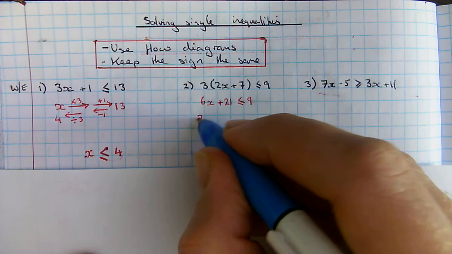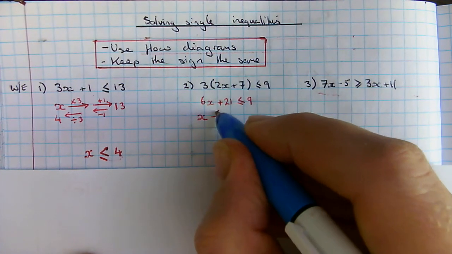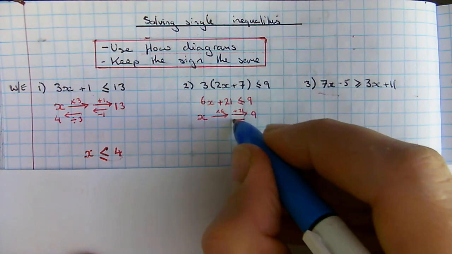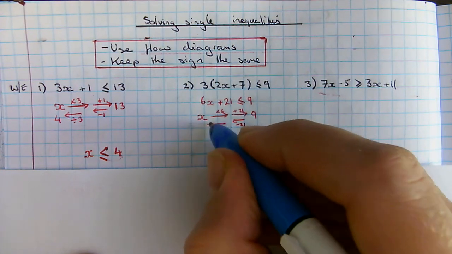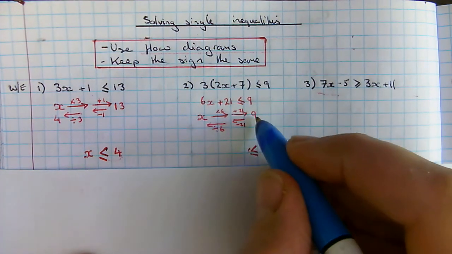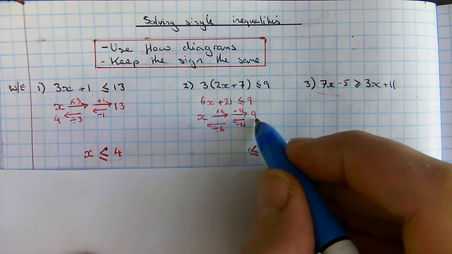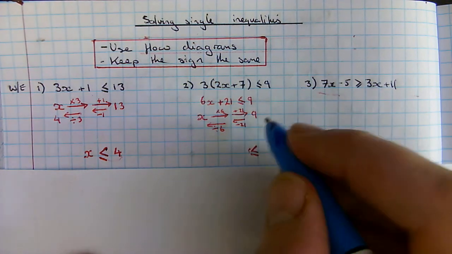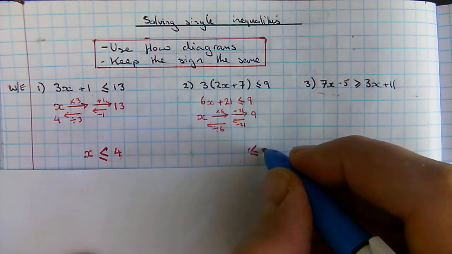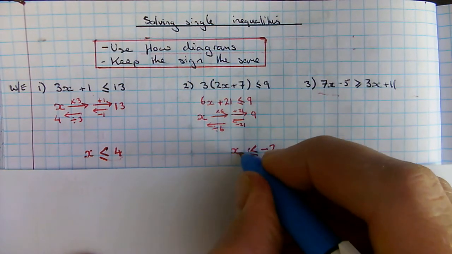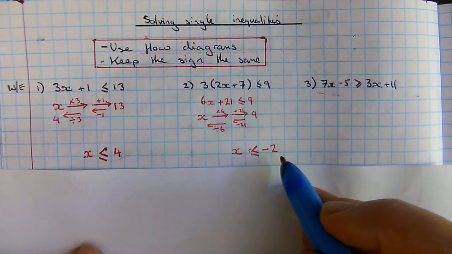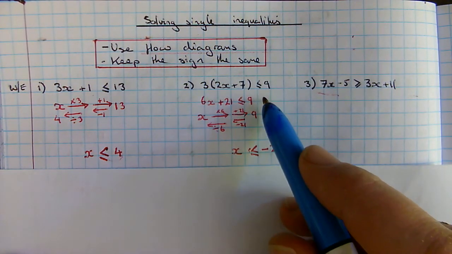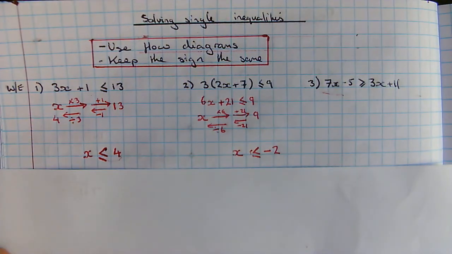Use my flow diagram. x times by 6, add 21, 9. Going back, take away 21, divide by 6, gives me x. 9 take away 21 is going to give me minus 12. Divided by 6 is going to give me minus 2. So here I've got minus 2, and x must be less than or equal to minus 2. If x is any number which is smaller than or equal to minus 2, then I know that here I'm going to end up with an answer which is less than or equal to 9.